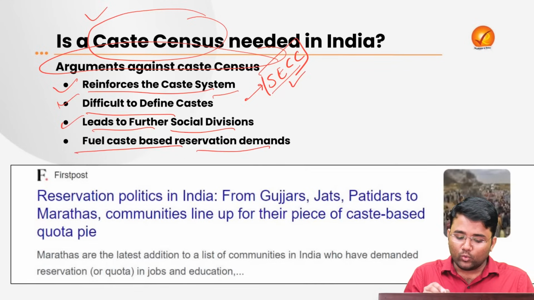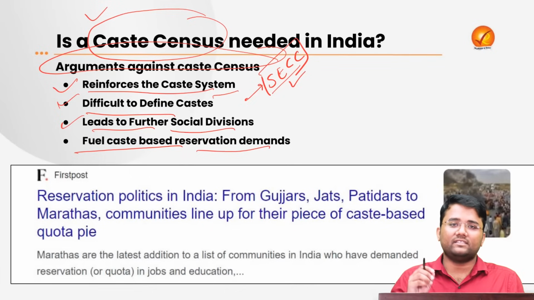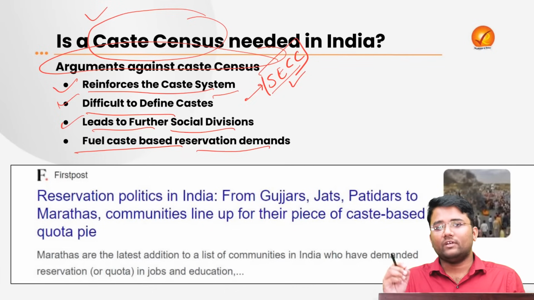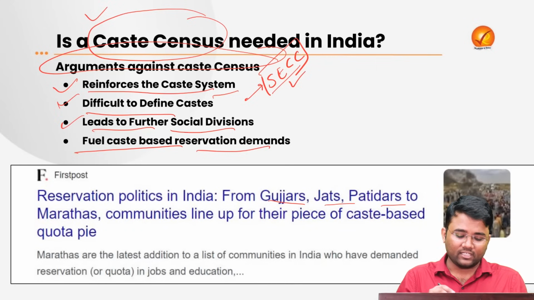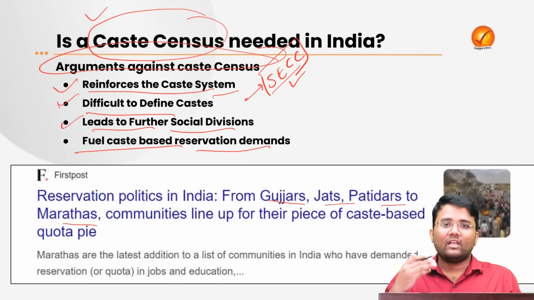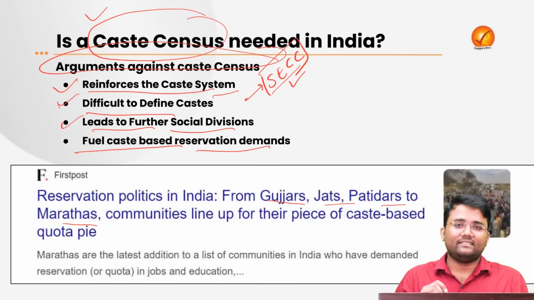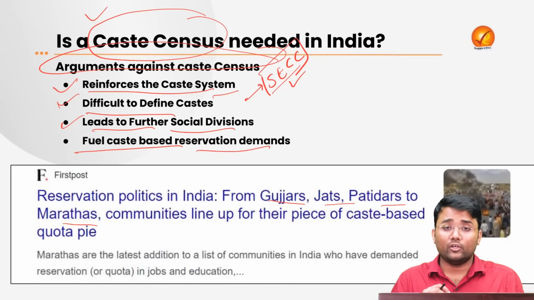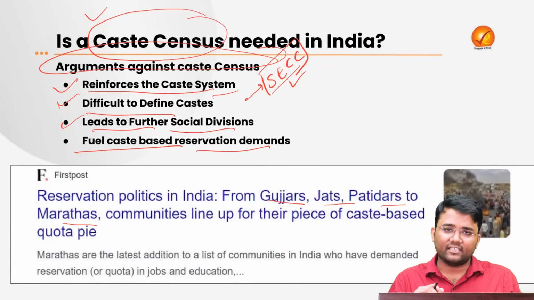It can also fuel caste-based reservation demands. Because of the caste-based reservation that has been given to a few castes, there are multiple castes like Gujars, Jats, Patidars, Marathas, communities which are already demanding reservation. And if there is a caste census and these communities come to know about the population they have, that might fuel further demand for caste-based reservation, as believed by some experts.